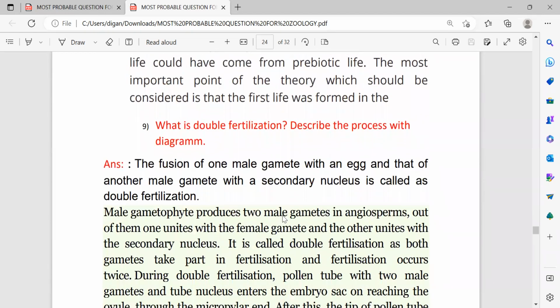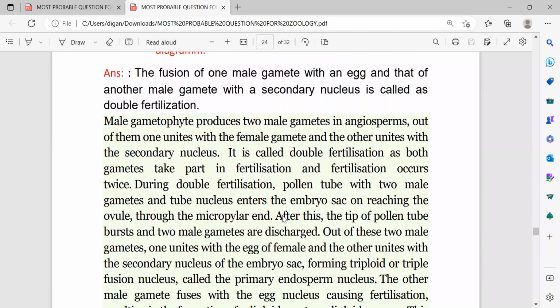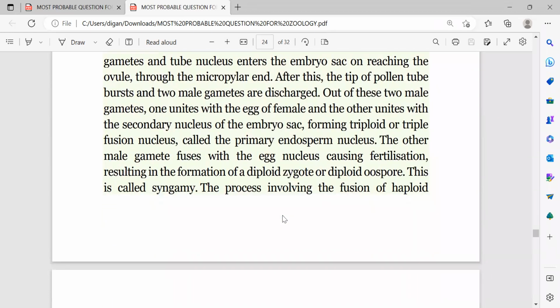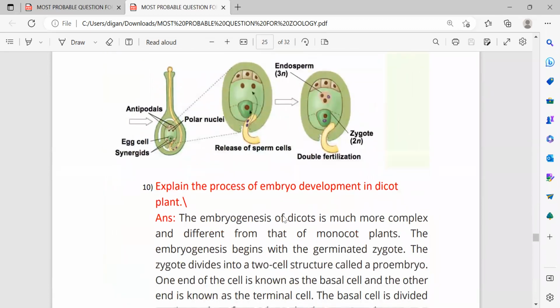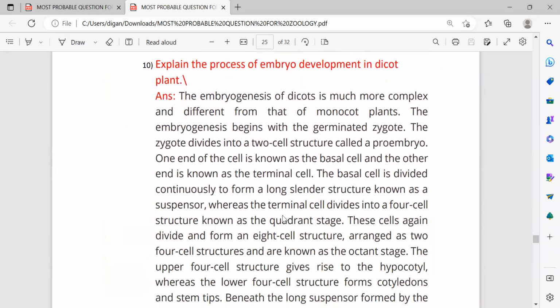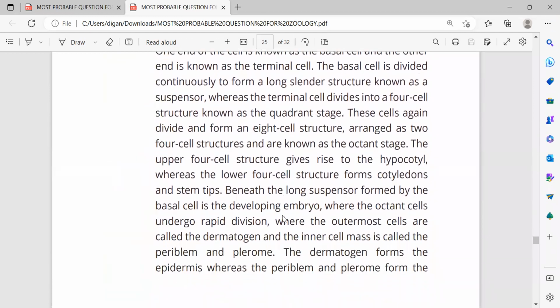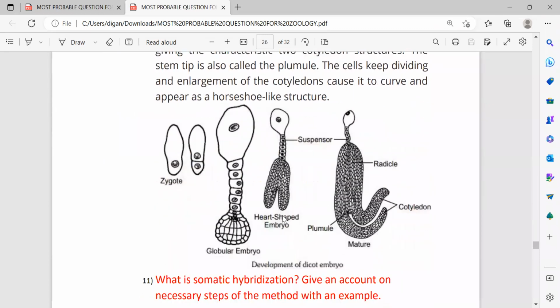What is double fertilization? Describe the process with diagram. So the fusion of one male gamete with an egg cell and another male gamete with the secondary nucleus is called double fertilization. This is the explanation of double fertilization, and this is the diagram. Explain the process of embryo development in dicot plant. This is very important for this time. So this is the embryo development process, and this is the diagram of the embryo development.